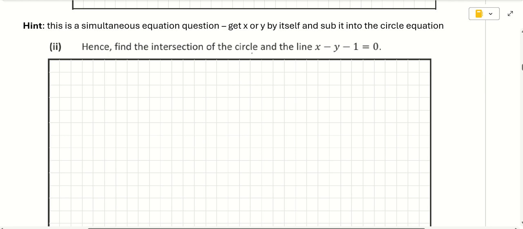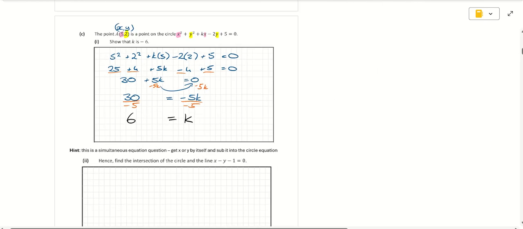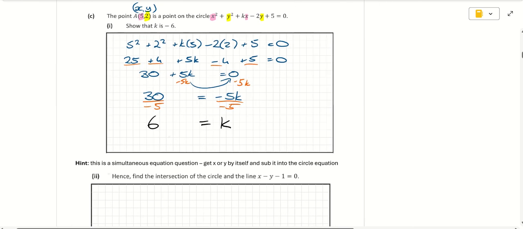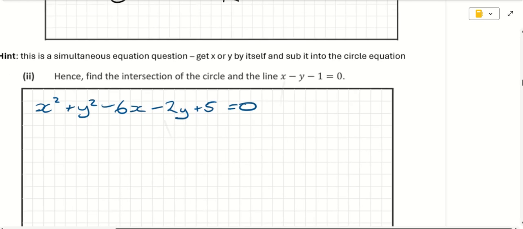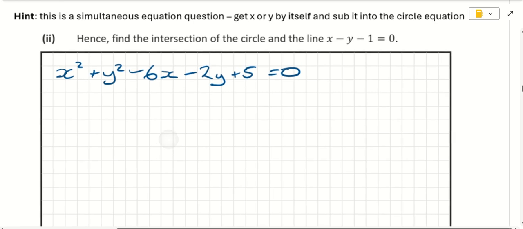Yeah, so hence find the intersection of the circle. Oh, you do need it. I said you don't need it. So one circle up above here is x squared plus y squared. Then k is, sorry, that should be a minus 6. Minus 6x minus 2y plus 5 equals 0. So that's just rewriting it from the question above. So you do need that.